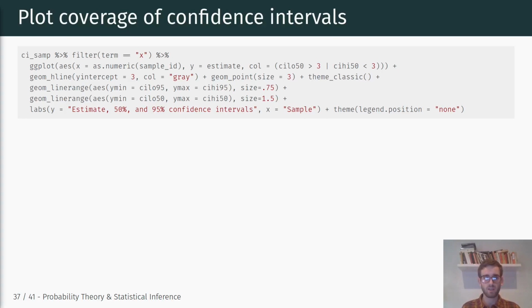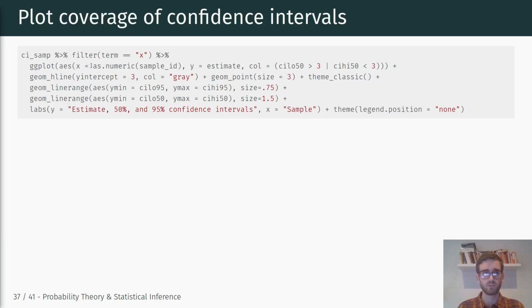Now, as the last step, we can plot the coverage of the confidence intervals. What we're going to do here is take our CI_SAMP, which is now the data frame that contains all the confidence intervals, both for 50% and 95% levels. Since we're only focused on the slope itself, we will just focus on observations for our x variable. We don't want to include the intercept.